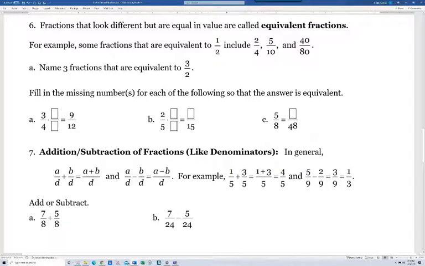Next here it says fractions that look different but are equal in value are called equivalent fractions. For example, some fractions that are equivalent to a half include 2/4, 5/10, and 40 over 80. Name 3 fractions that are equivalent to 3 halves. So I would encourage you to do that.